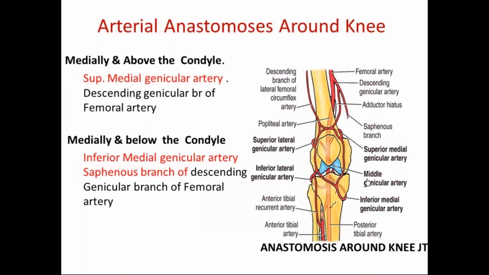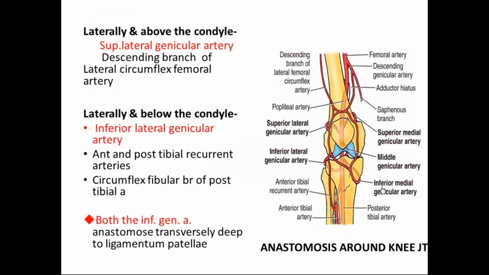It is formed medially by the descending genicular artery, which is a branch of femoral artery, the superior medial genicular artery, and the inferior medial genicular arteries. The upper two are branches of the popliteal artery. Laterally, this anastomosis is formed by the descending branch of the lateral circumflex femoral artery, the superior lateral genicular artery, the inferior lateral genicular artery, the anterior tibial recurrent artery, the posterior tibial recurrent artery, and the circumflex fibular artery.